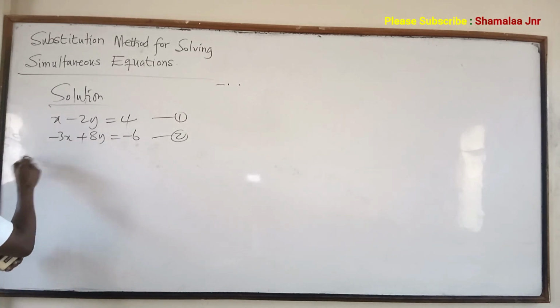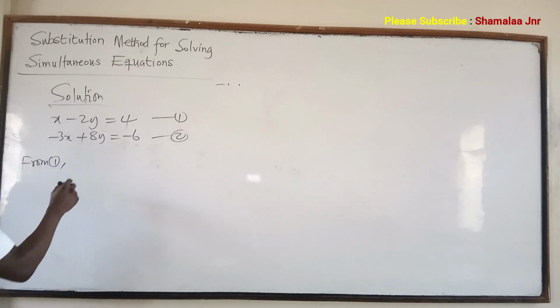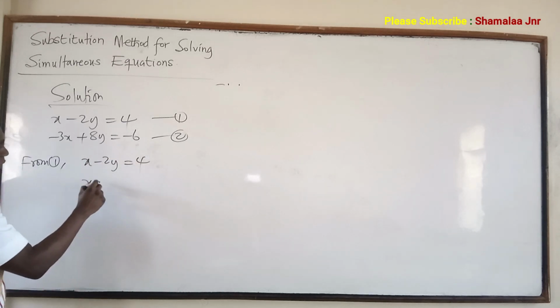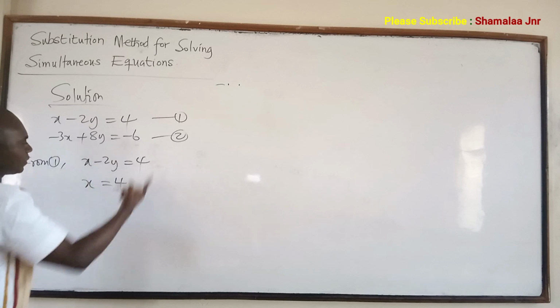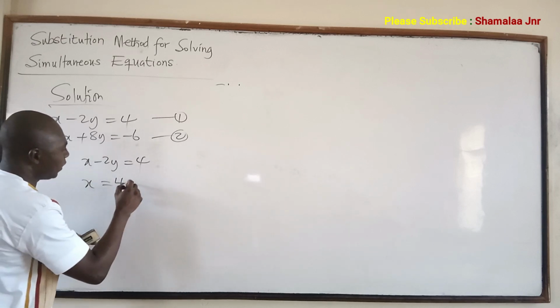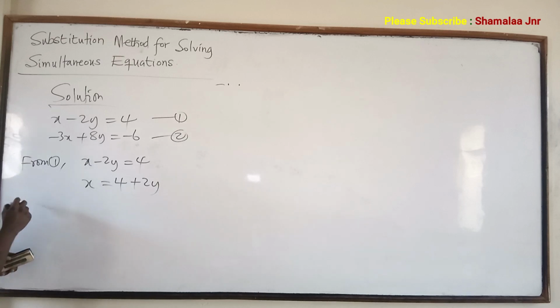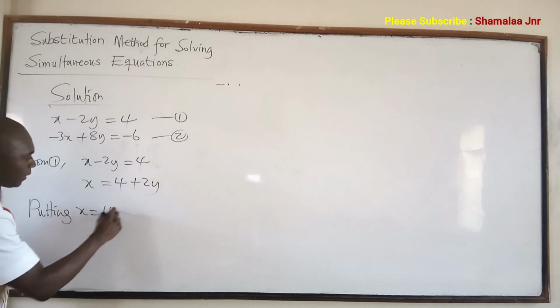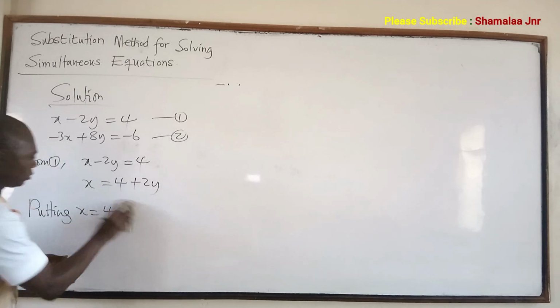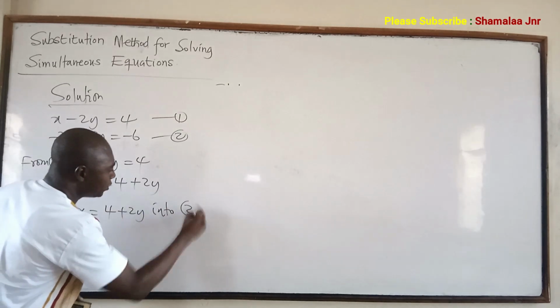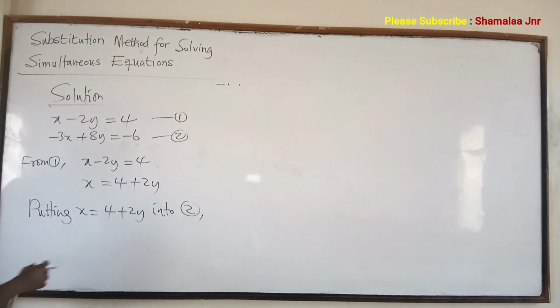So from 1, x minus 2y is equal to 4. x is equal to 4, and when this one crosses, you are going to have 2y, so plus 2y positive. So therefore, you can say putting x equal to 4 plus 2y into equation 2, isn't it?